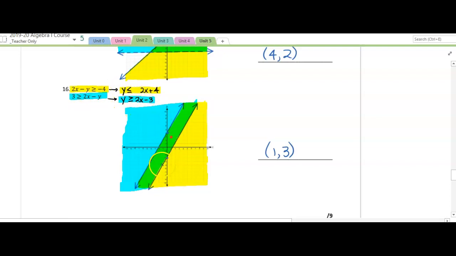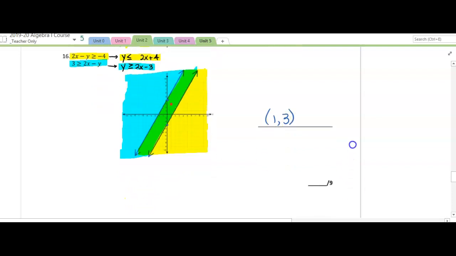Then I graphed them and noticed that the first equation was shaded lower or right, and the second equation was graphed and shaded above or to the left, the blue one. They overlap here in the middle, which is the green region. You can pick any.